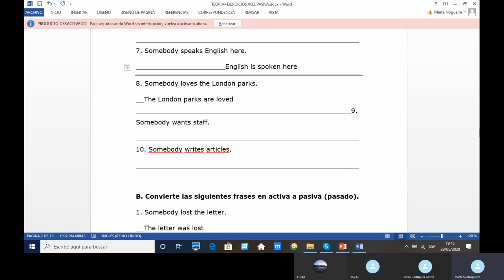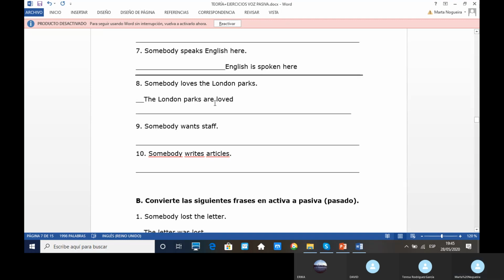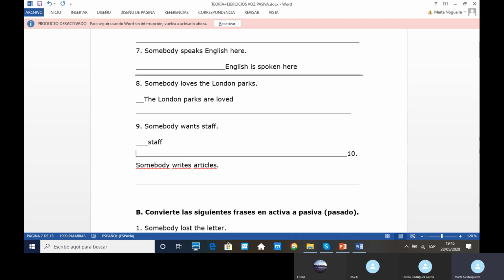Why? Because I need to conjugate it well. Are, because it is parks, the subject. So no longer present simple in the third person. Now it is like they are loved. Okay. Somebody wants a staff. Staff is personal. Staff is wanted. Okay. Staff is wanted.